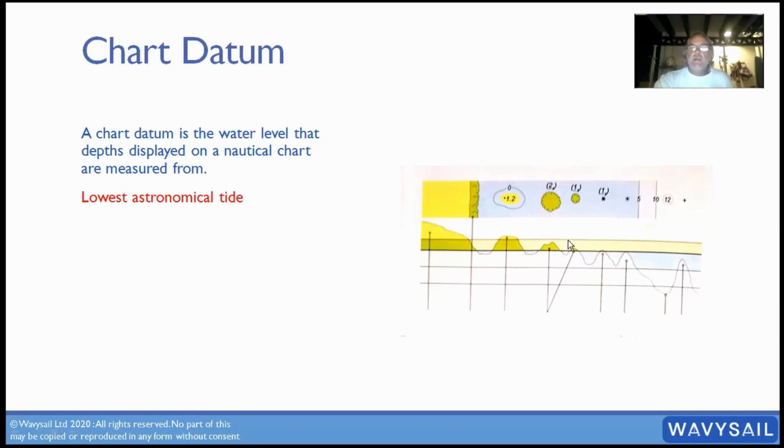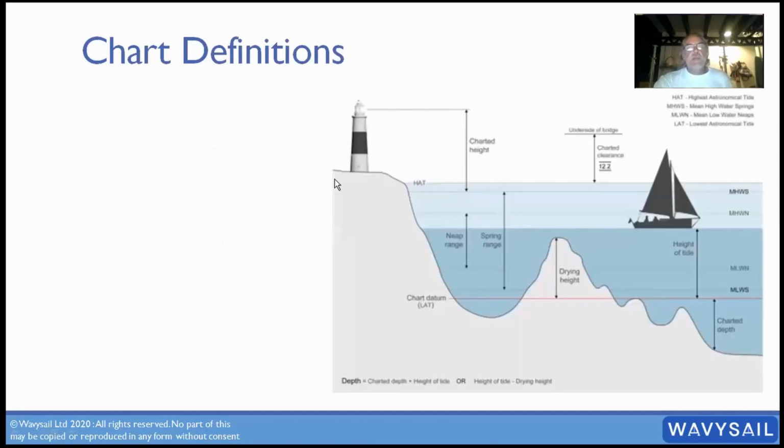Up here is the highest astronomical tide. That's as high as it'll ever get. Where they don't have tides, they just use mean sea level, the average sea level. So if we look at that in bigger definition, highest astronomical tide, that's the highest spring tide you'll ever get. It's absolutely recorded the highest you ever get.